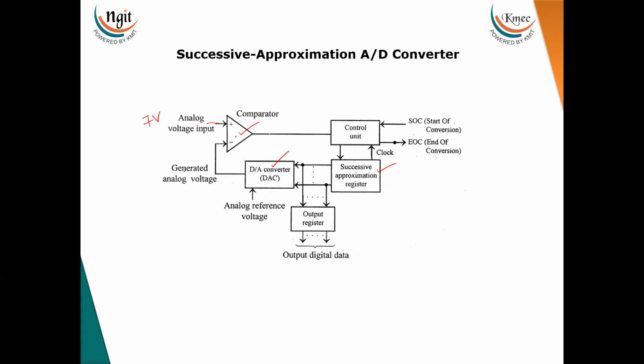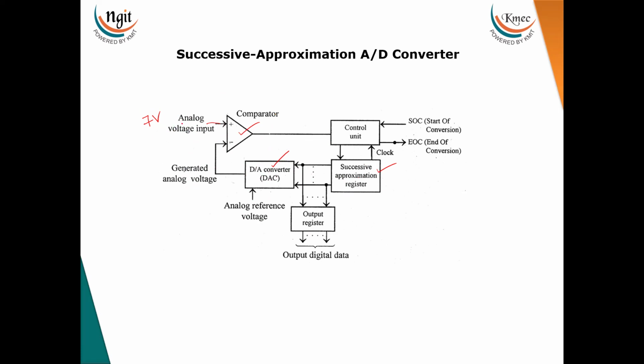The comparator will check whether it is matched or not matched. If it is matched, it will freeze that value. If it is not matched, depending upon whether the value applied here is low or high, it will generate signals so that the successive approximation register will change the digital information, and again the DAC will convert the digital to analog, and again it will check. This process goes on until the analog input voltage and the generated analog voltage match. So this is about the successive approximation ADC converter.